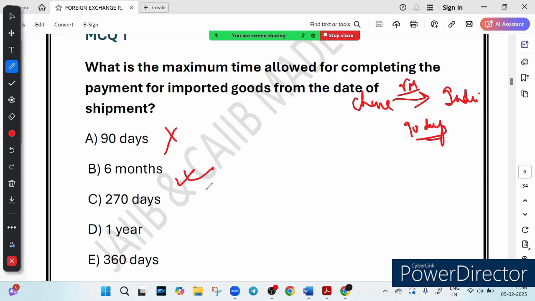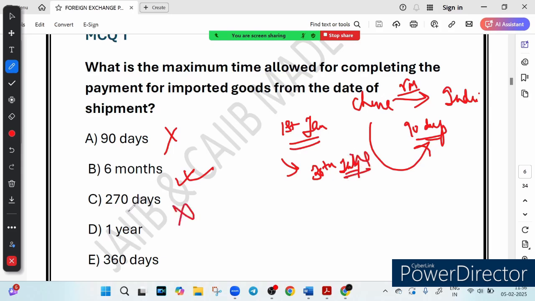For example, an Indian importer, like in the previous case, has imported goods from China, right? Suppose it has imported on 1st January. So they must pay by 30th June. That is the 6 months. The importer must pay by 30th June, right? That is the maximum time allowed: 6 months.